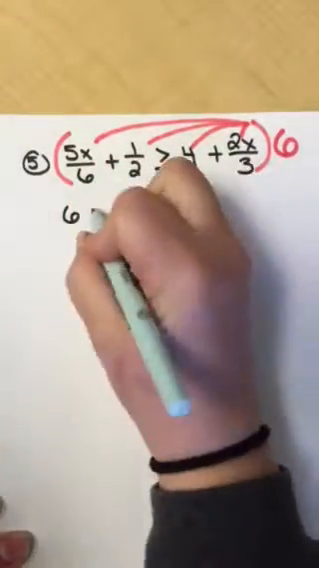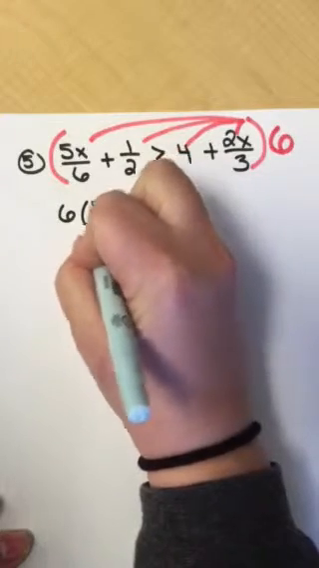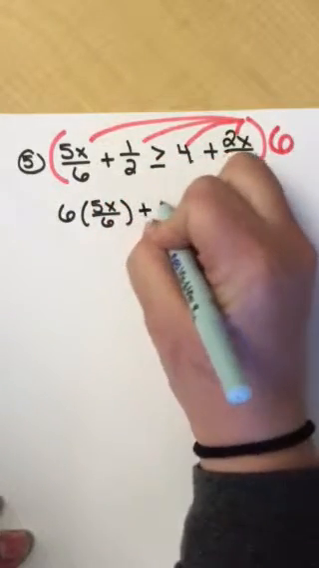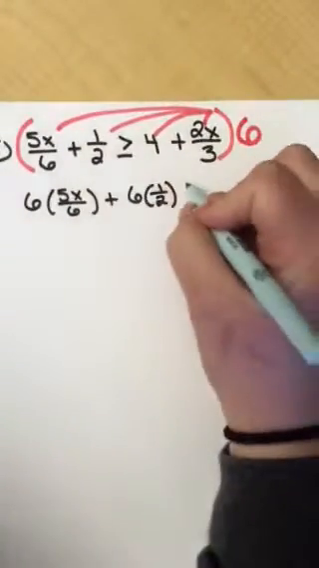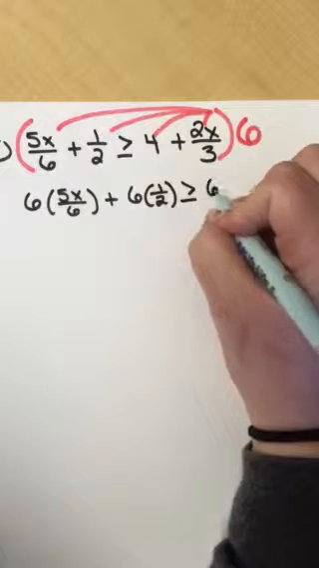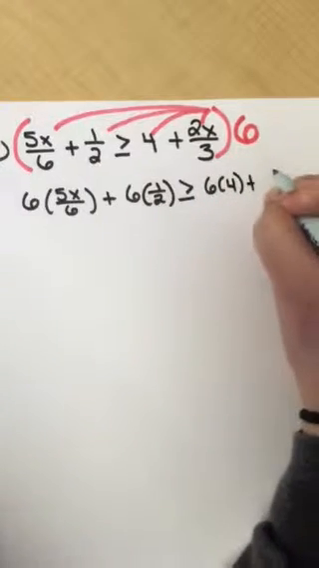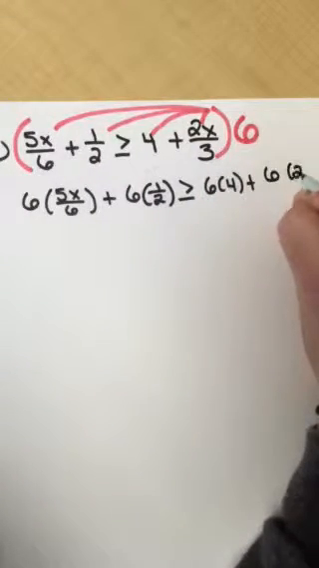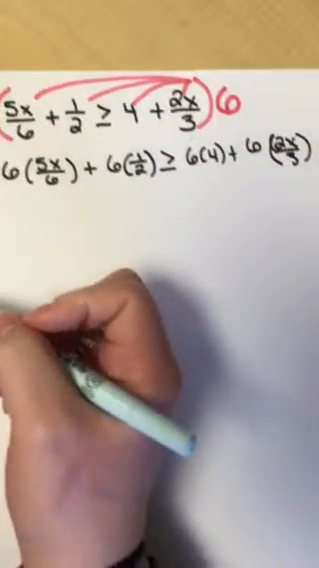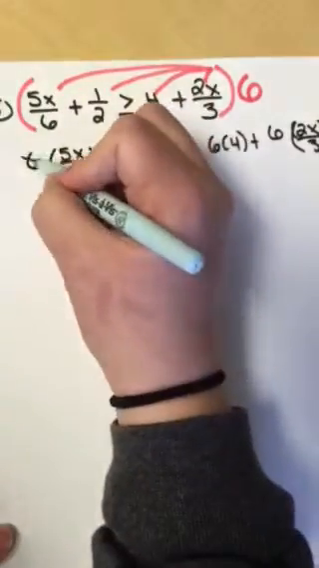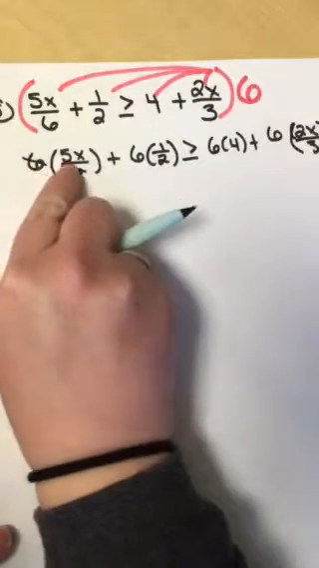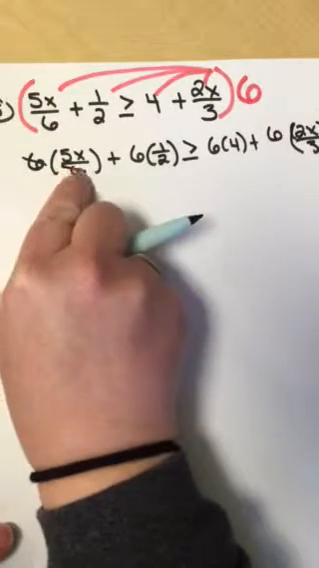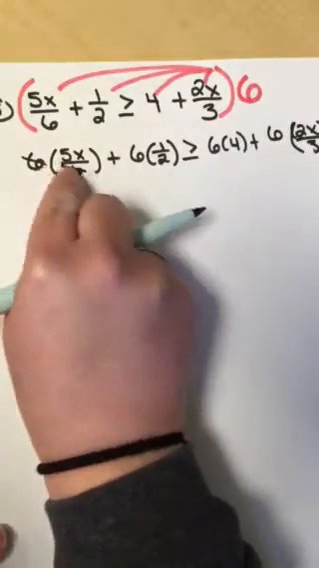So I have my 6 times my first fraction plus a 6 times my second fraction is bigger than or equal to a 6 times my 4 plus a 6 times my 2x over 3. Okay, so here we go. I'm going to start on this side. This 6 and this 6 are going to cancel out or undo each other. If you don't see that, 6 times 5 would have made 30, and then divided by 6 would have made me back to 5 again.